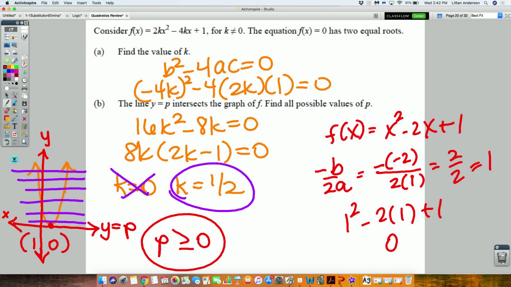Yeah. Double roots touch the x-axis, so what she said is correct, and I didn't even think about that. But double roots, yes, they will always touch the x-axis. So if you can figure out what that x-intercept is, then you know automatically what that y value is going to be. All right? Okay.